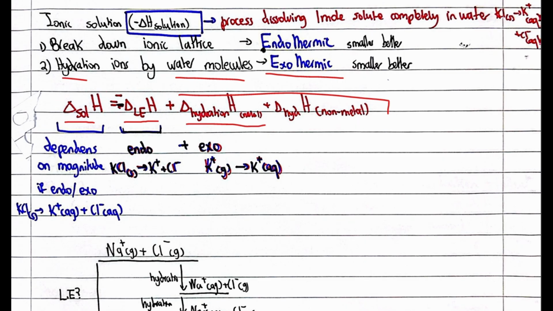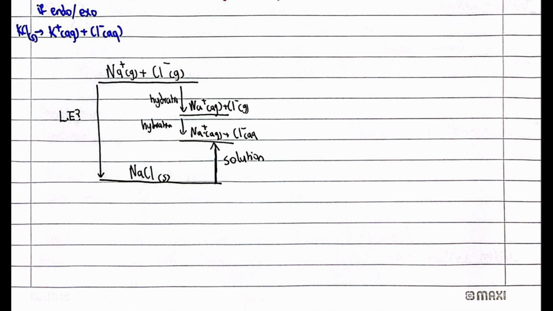This is the formula you need to know. This depends, so we don't know if the delta H solution is exothermic or endothermic. We'd have to find out by calculating. This is an endothermic process, but this is an exothermic process. So this is the cycle that you can go through. So you start with the most. This is how I like to do it.